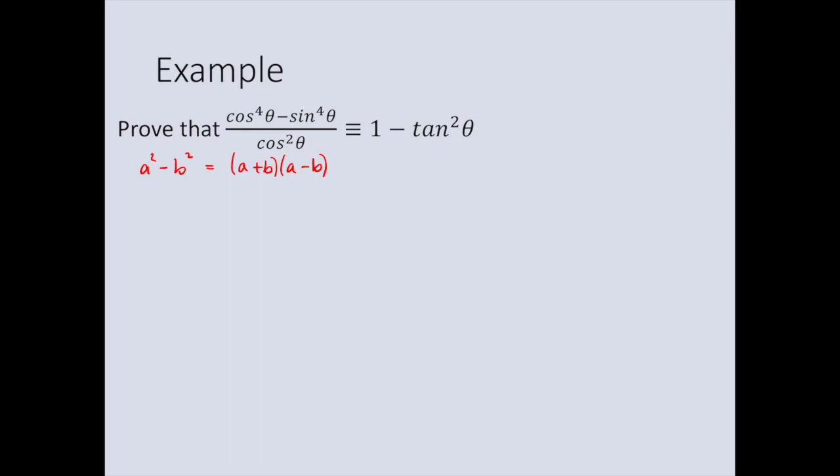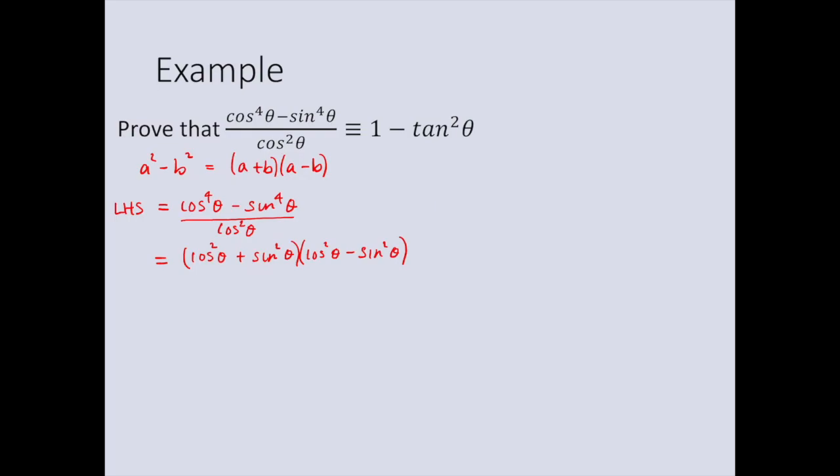It's a proof, so we've got to start with the left-hand side, which is equal to cos to the power 4 theta minus sine to the power 4 theta all over cos squared theta. Let's apply that difference of two squares. So on the numerator, that would become cos squared theta plus sine squared theta times cos squared theta minus sine squared theta.